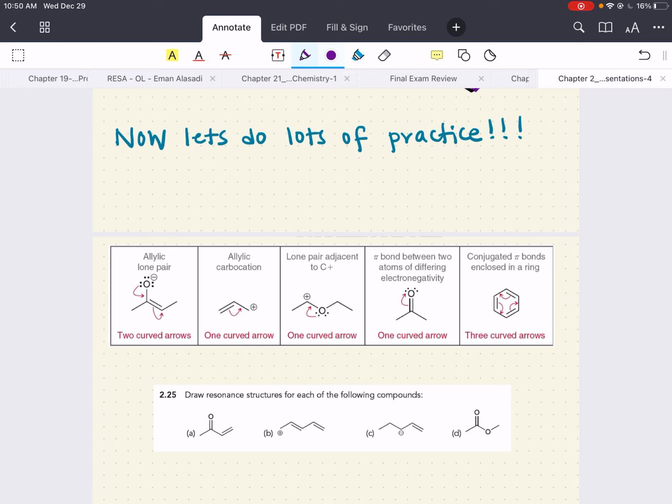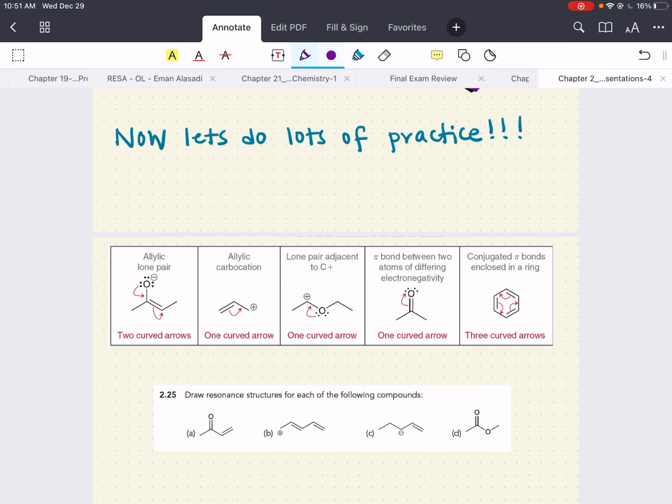So here are our 5 patterns. We have allylic lone pair. You need 2 arrows to draw the resonance structures for molecules with this pattern. Your second resonance pattern is allylic carbocation. You draw 1 curved arrow here. Your third resonance pattern is a lone pair that's adjacent to a carbocation. You're just going to move those lone pairs over, so you just need 1 curved arrow. Your fourth resonance pattern is when you have a pi bond, some double or triple bond between 2 atoms of differing electronegativity. And your last resonance pattern is when you have conjugated pi bonds enclosed in a ring, and you just draw 3 curved arrows around that ring to signal that the pi bonds are moving around the ring.